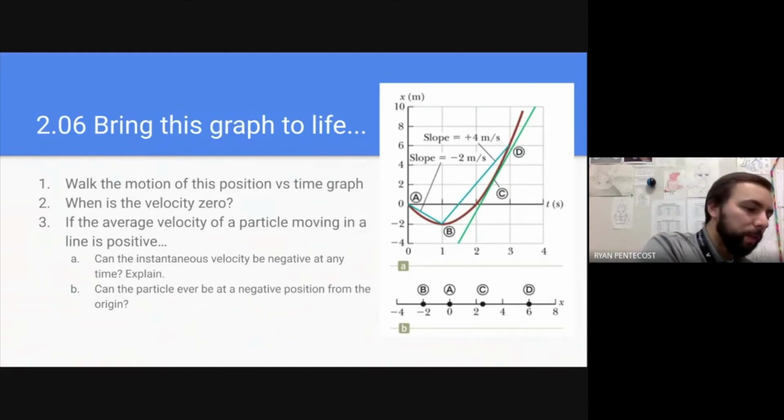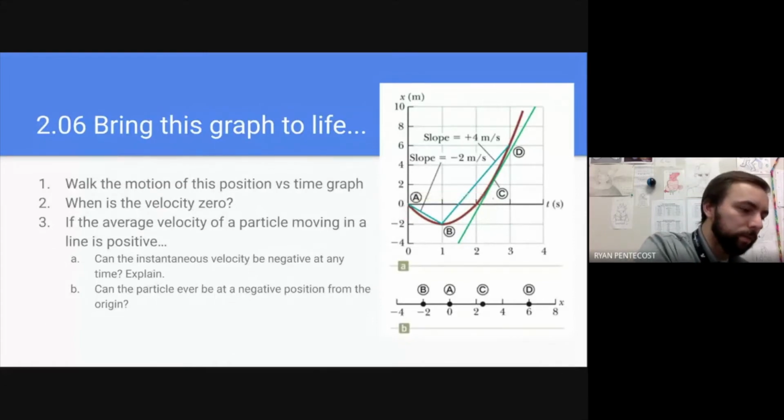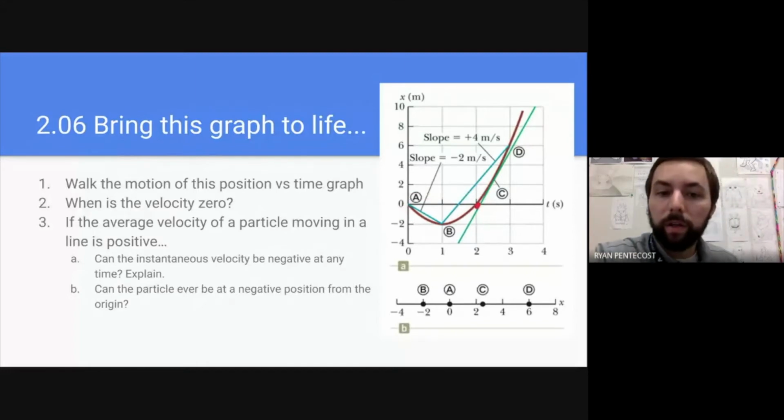So for example, anywhere right here, from 0 to 2 seconds. So about right there. It looks like our particle is at a negative position almost that entire time frame, except for maybe an instantaneous point at 0 and 2 seconds. Everything in between, it is at a negative position.